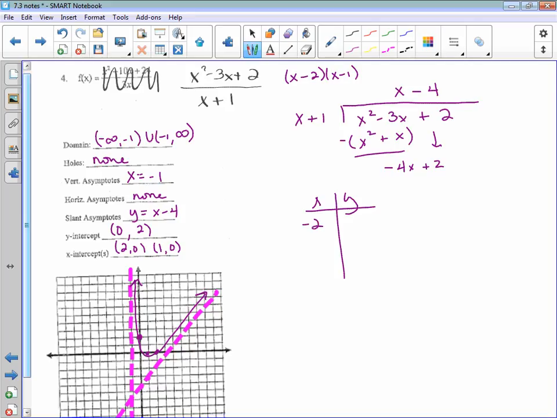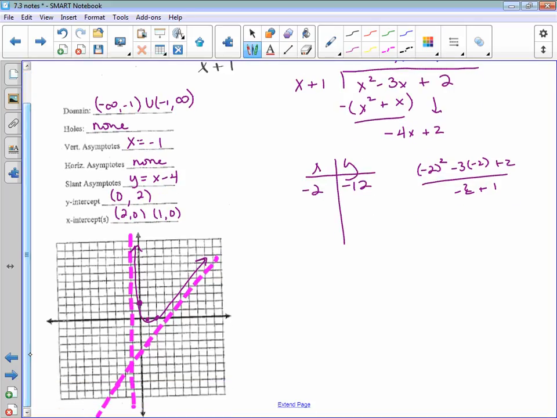Negative 2. So, negative 2 squared minus 3 times negative 2 plus 2 over negative 2 plus 1. So what? 4 plus 6, 12 over negative 1. So negative 12. So negative 2, negative 12, or like way down here. So let's do one more. Let's plug in negative 3.